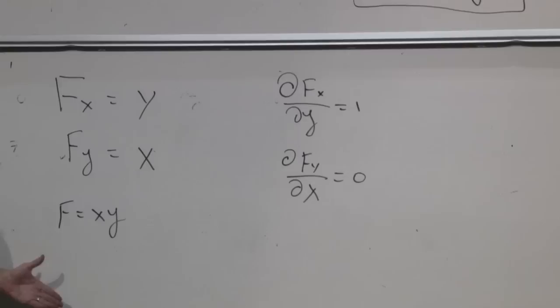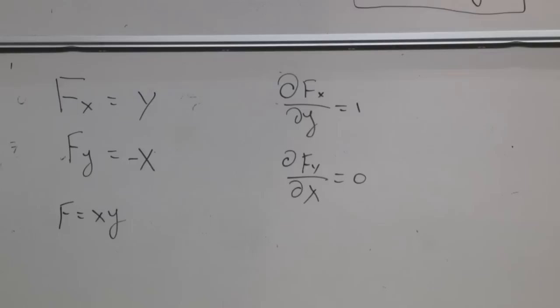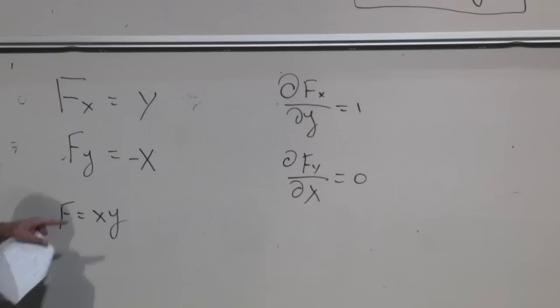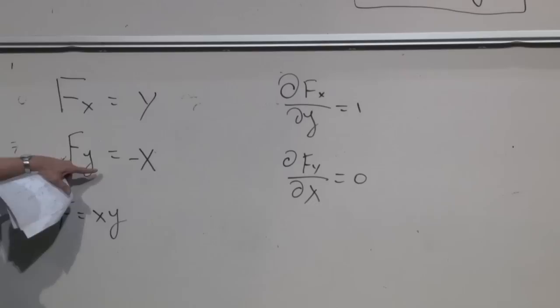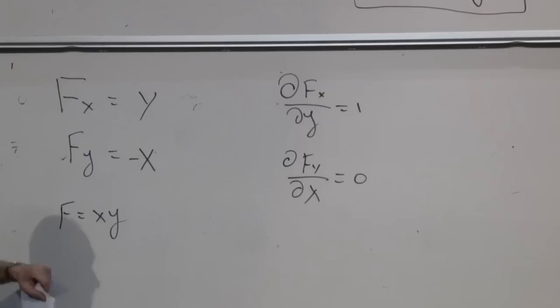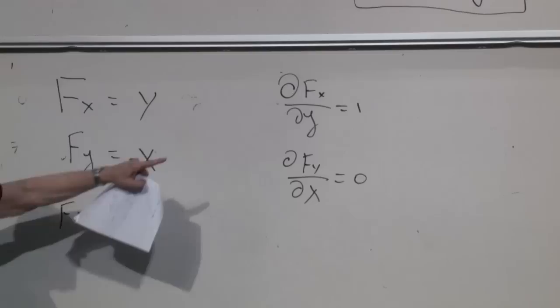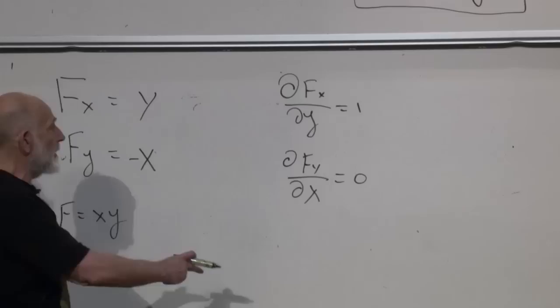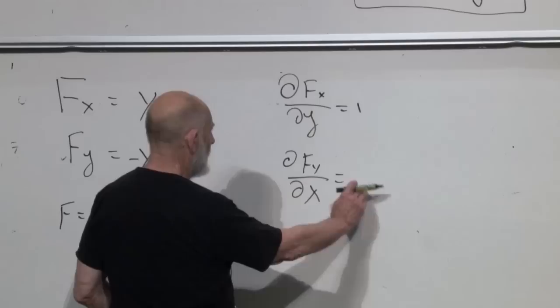What about this one here? Fx is equal to y. Fy is equal to minus x. This is a possible rule for how the change in your gas tank might work. This is a perfectly good rule about small differentials of the amount of gas in your car, but it does not define a function. How do I know that? Because in this case, dfx by dy is 1, but dfy by dx is minus 1 now.